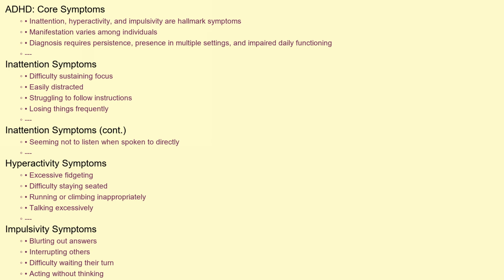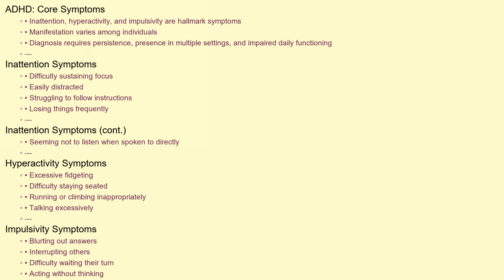It's important to acknowledge that ADHD is a global phenomenon and not limited to any specific cultural or socioeconomic group. The hallmark symptoms of ADHD are inattention, hyperactivity, and impulsivity, but these manifest differently in each individual. Inattention may present as difficulty sustaining focus, being easily distracted, struggling to follow instructions, losing things frequently, and seeming not to listen when spoken to directly.